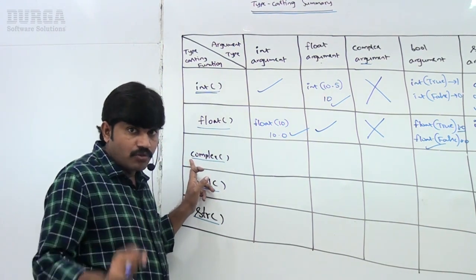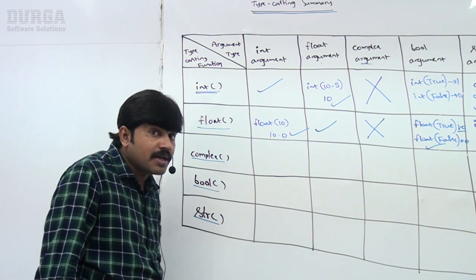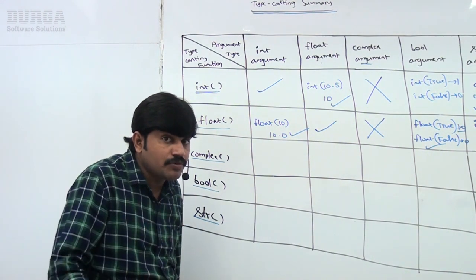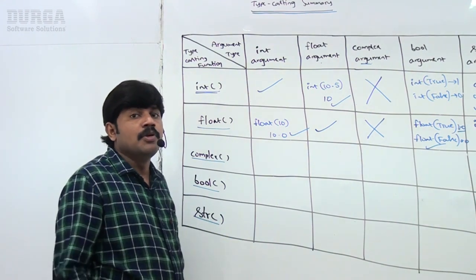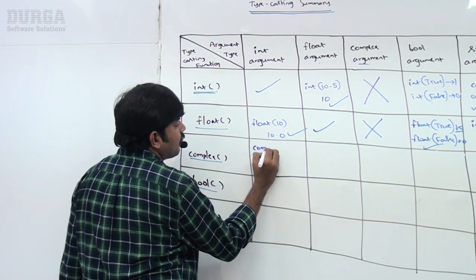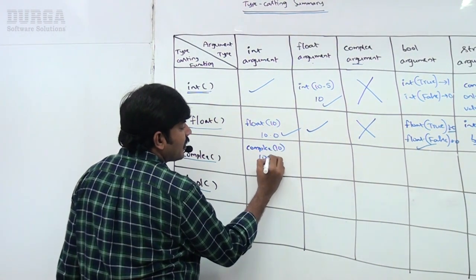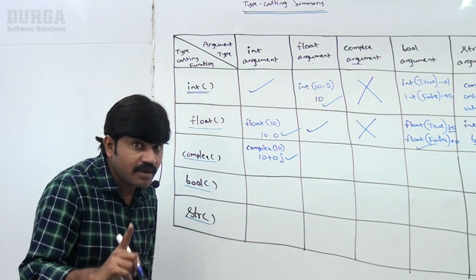1 argument, 2 arguments. If you are passing 1 argument, it will become which one? Real part. If you are passing 2 arguments, it will become both real and imaginary. Sir, I am taking complex of 10. Then 10 plus 0j will come.